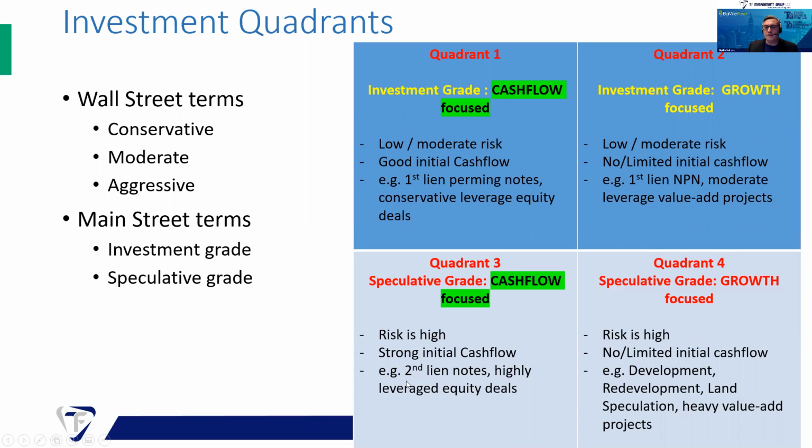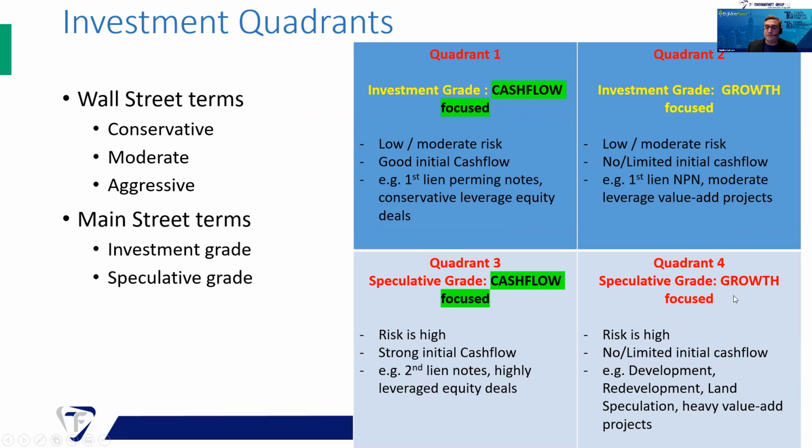Once you go into quadrant 3, now you're looking at the deals that have a higher degree of risk, but they have strong cash flow in quadrant 3. So here are the examples: second lien mortgages or second lien notes, highly leveraged deals with strong cash flow. So again, conservative leverage is 75%. I've seen deals with 80, 85% leverage. As much as they can generate strong cash flow, there's a lot of risk associated with high leverage.